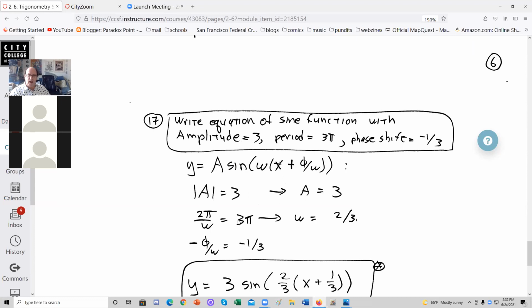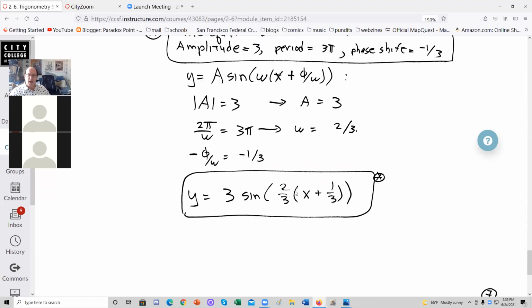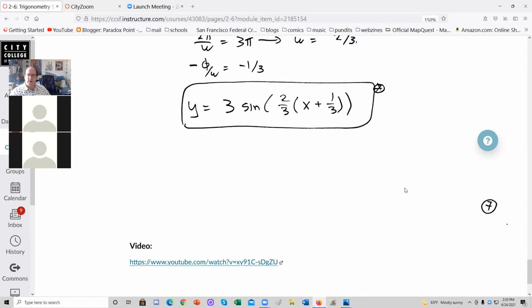Period is 3 pi, so 2 pi over omega is 3 pi. After a bit of algebra, omega is 2/3. And phase shift is negative pi over 3, so minus pi over omega is negative pi over 3. So pi over omega is positive pi over 3. So we get 3 sine of 2/3 times x plus pi over 3. And that concludes that. Excuse me.